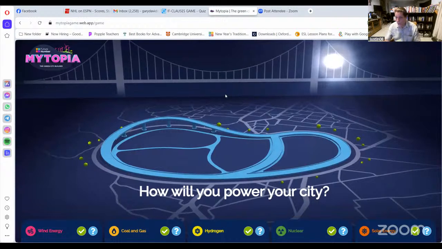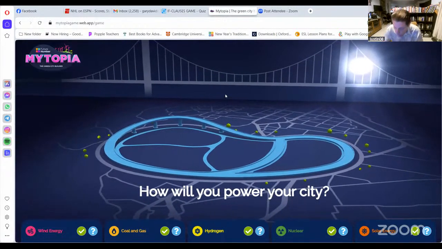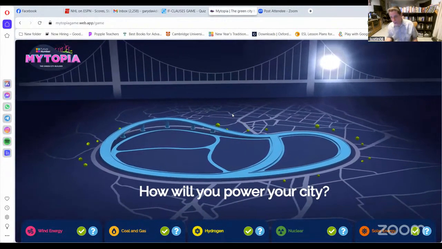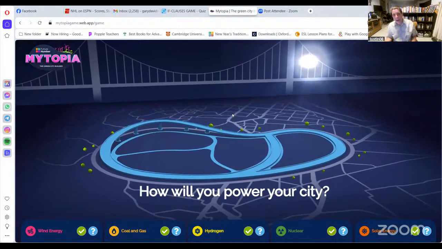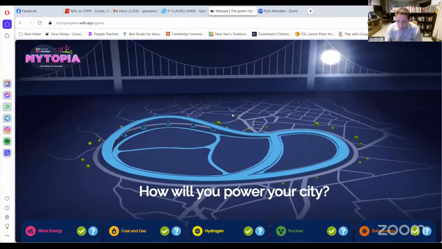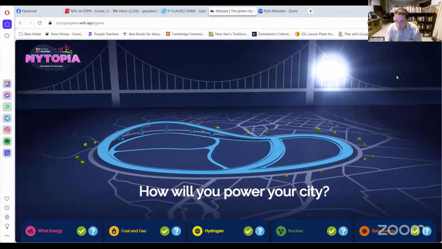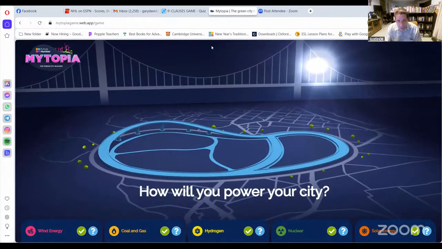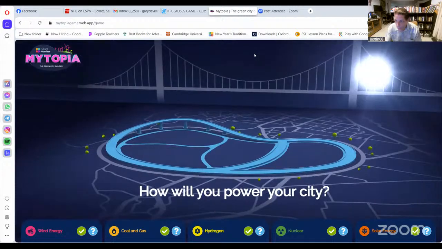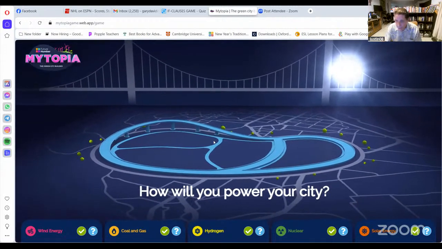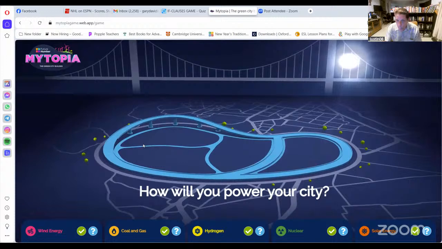Now, what we're gonna do now is we're gonna use this structure or this language to design a modern green city, okay? And the name of the city is Mytopia, okay? So, any idea? Justin, what does the word utopia mean?